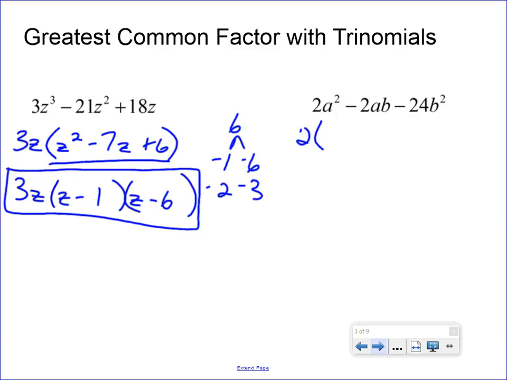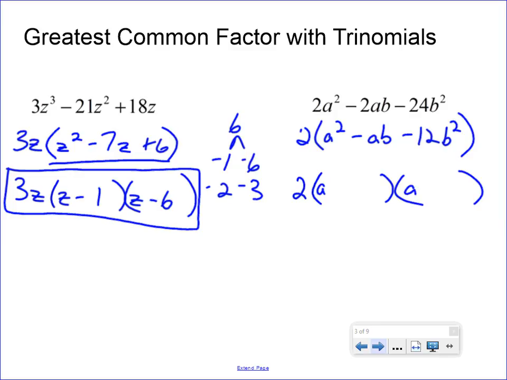If I factor out that 2, I'd have an a squared minus an ab minus 12b squared. Okay, now this one's a little different because I have two variables, but the process is the same. So the 2 comes down. If I'm thinking about what two things multiply together to give you an a squared, that would be an a and an a.